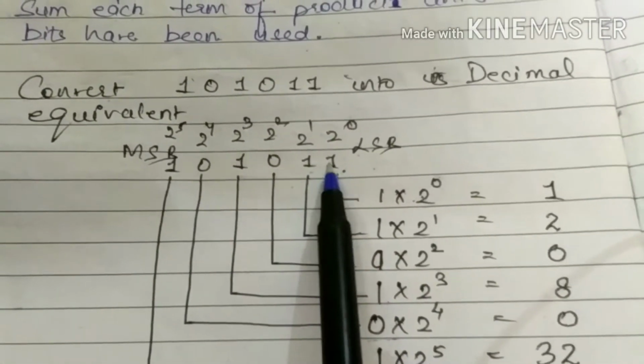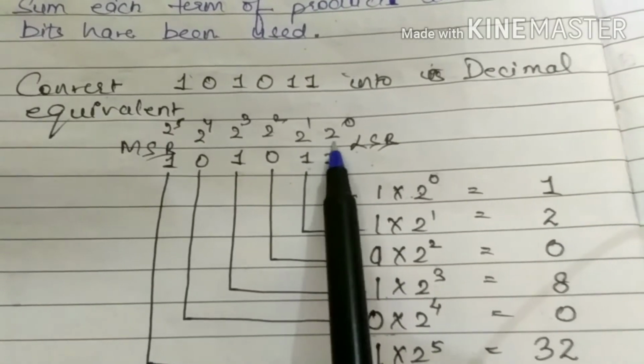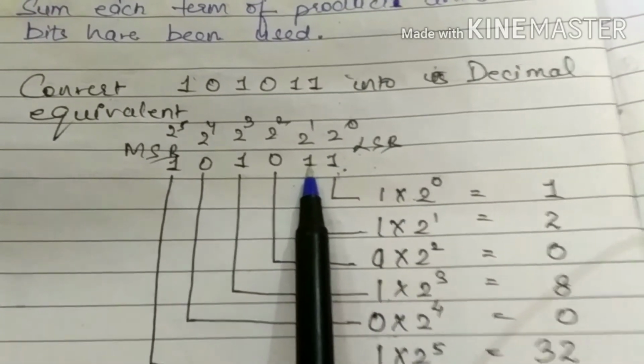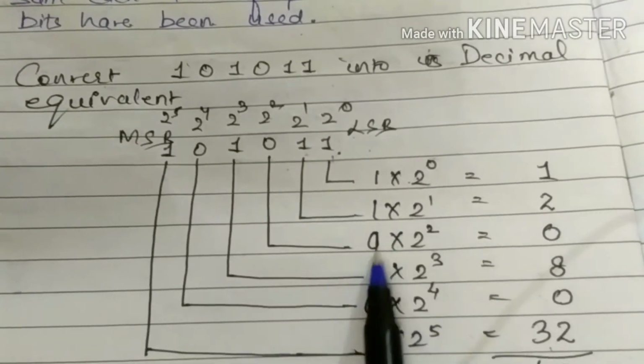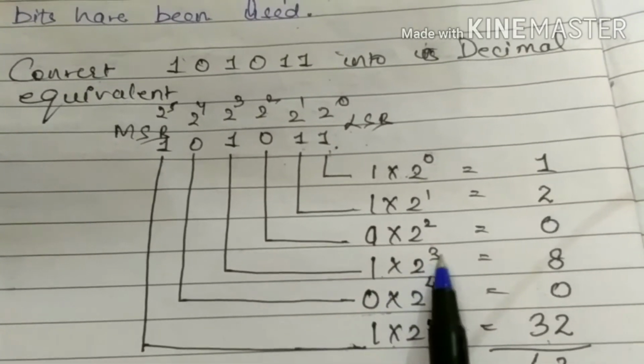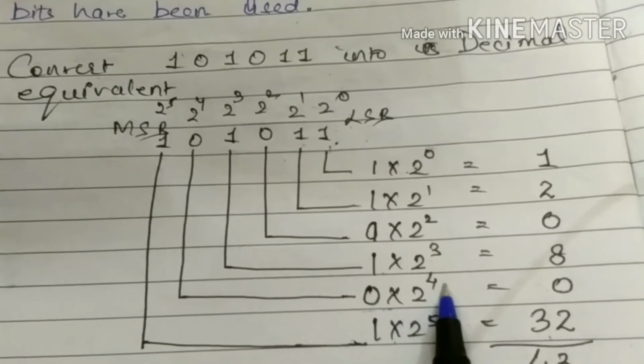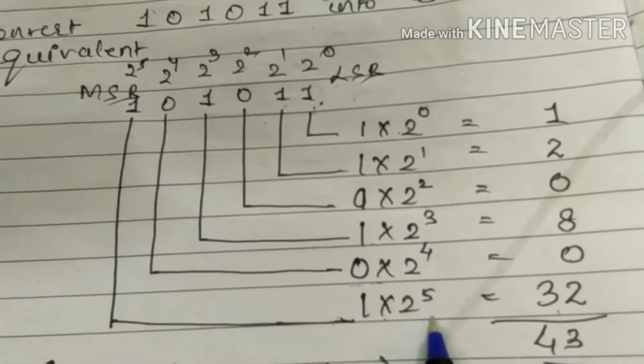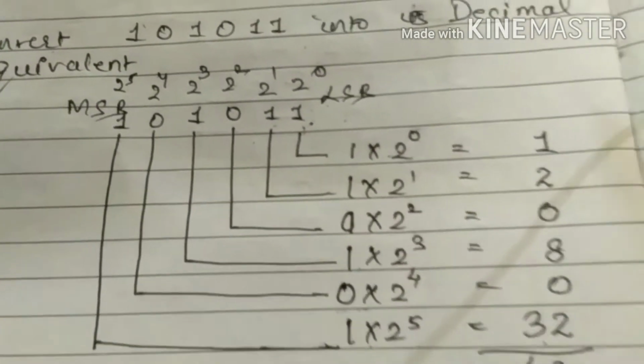So 1 into 2 raised to power 0. Next one, position is 1, so 2 raised to power 1. 0 into 2 raised to power 2. 1 into 2 raised to power 3. Next, 0 into 2 raised to power 4. 1 into 2 raised to power 5. Right? And now solve it.